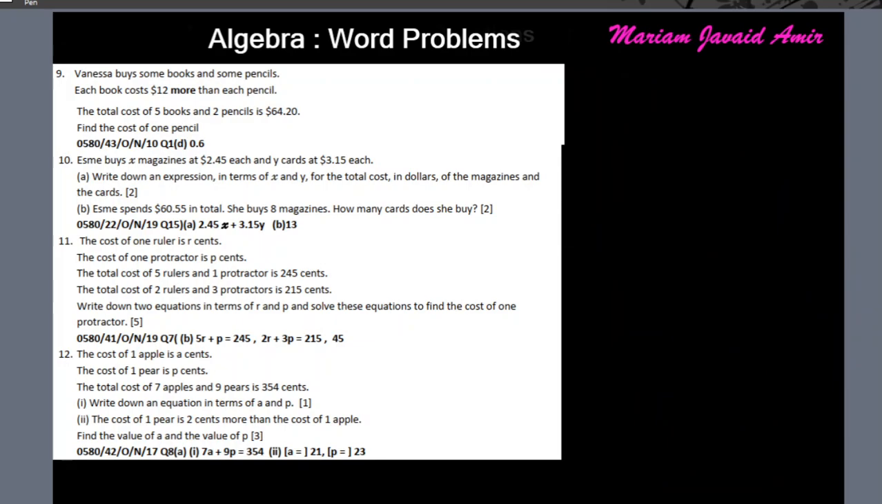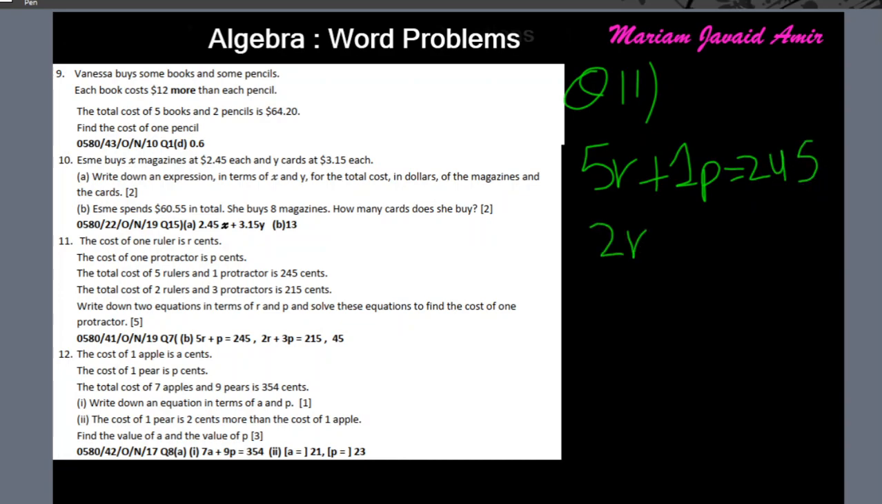Question 11. The cost of one ruler is r cents, the cost of one protector is p cents. The total cost of 5 rulers, 5r, plus one protector, 1p, equals 245 cents. The total cost of 2 rulers plus 3 protectors equals 215 cents. Write down two equations in terms of r and p, which we already have, and solve these equations to find the cost of one protector. So we need the value of p in the end.